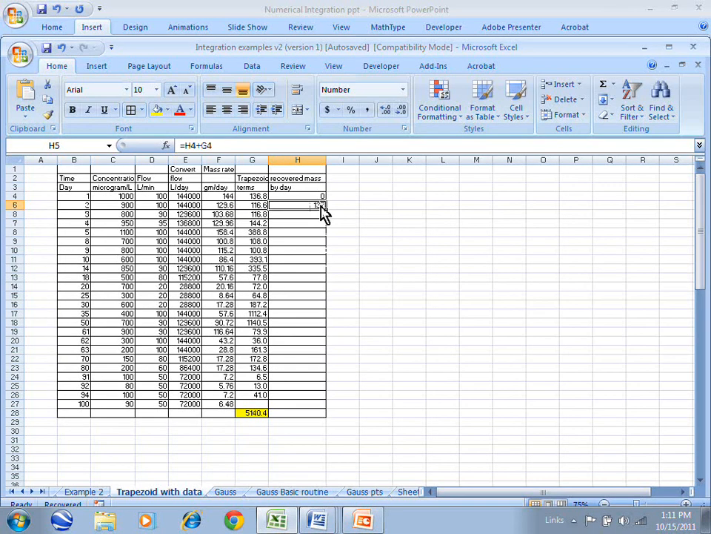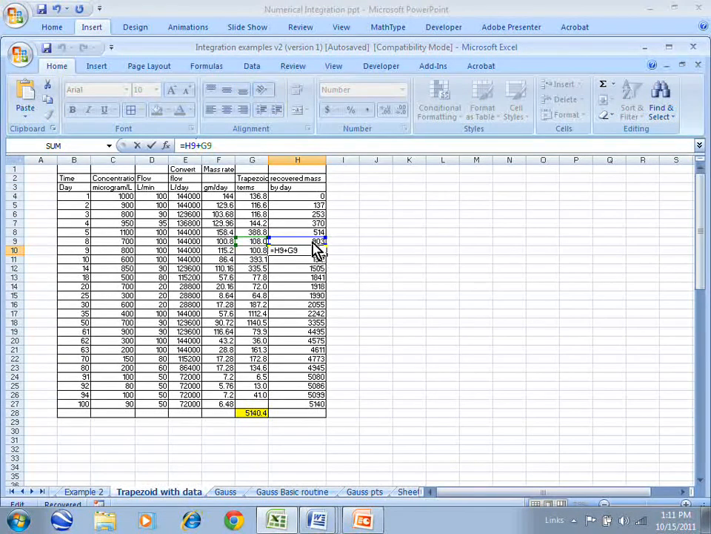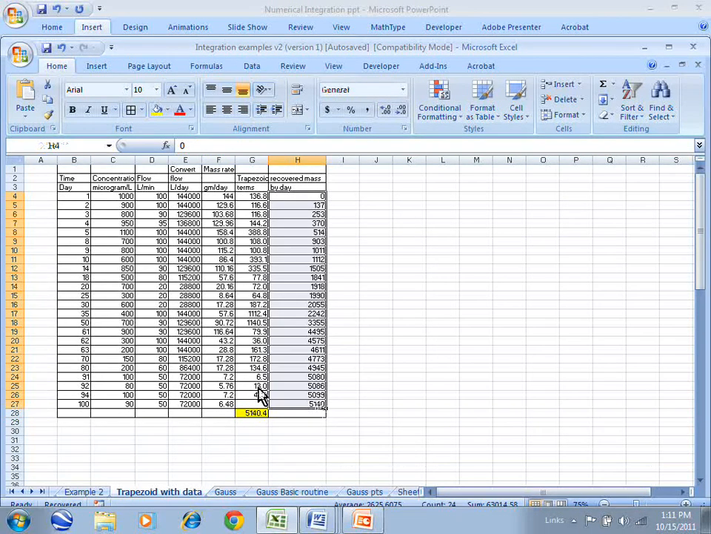And then we can copy this down to here. So, for example, right there on day 9, that value is going to be equal to the value from day 8 plus this increment of mass that we get from day 8 to 9. And we copy this down, and here is the final result, which is equal to this total value here. So if we wanted to make a plot of the mass recovered as a function of time, we would plot this column as a function of that column.